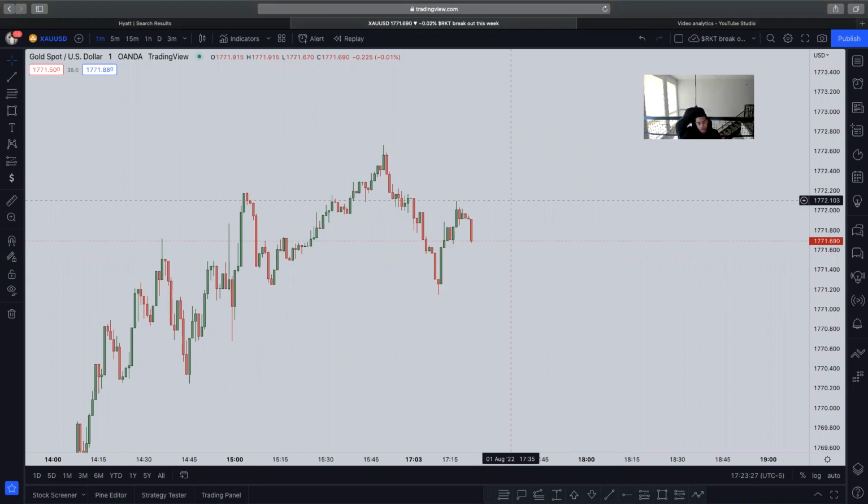I'm doing this on MetaTrader 4. Not really into Forex that much, but just figured I'd do something just to get used to doing stuff like this. Okay, so first thing, we're on the 1 minute time frame.